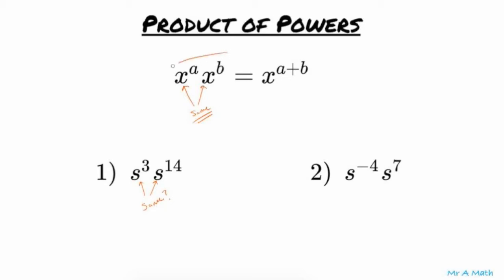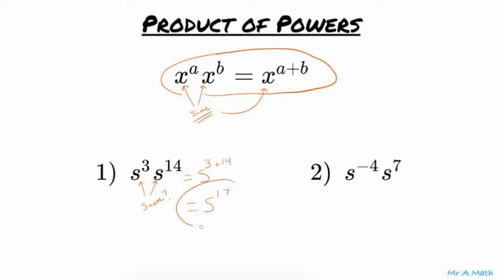So if I go back up here and think about this entire rule, whenever I have the same exact base being multiplied together, I can simplify it down by writing it as the base and then adding the exponents together. So here, what would I do? This would become s, because it's the base s, to the 3 plus 14th power. And so my short answer would simply be s to the 17th power. So s to the third times s to the 14th is just s to the 17th power.